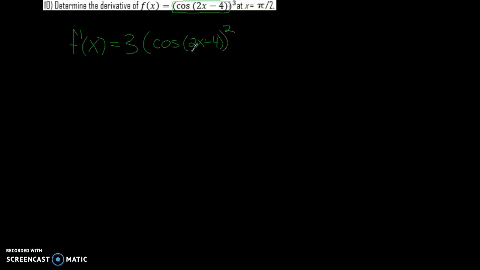Now, our inside function, our outside function is this. We're leaving this alone now, times the derivative of cosine, which is negative sine. There's our outside function. Leave the inside function alone.